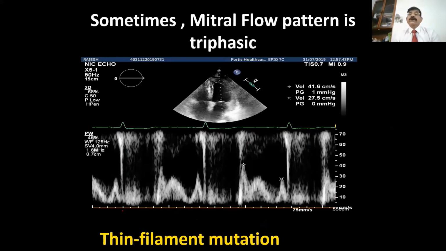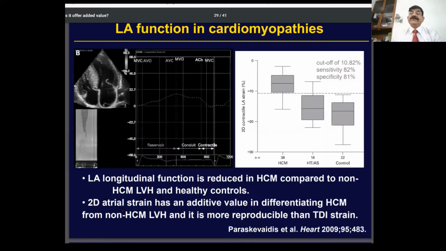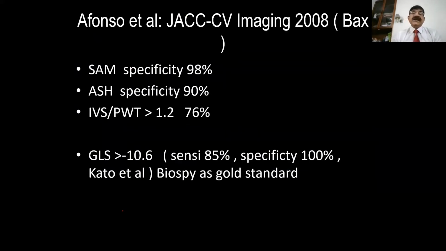You can also use left atrial strain, especially the booster strain, to differentiate hypertrophic cardiomyopathy, where the booster strain is always positive, while in hypertension and other situations it tends to be much less. So SAM specificity is 98%, asymmetric specificity 90%, and of course 76% of these people have IVS more than the posterior wall. And GLS less than 10% has 85% sensitivity and 100% specificity.